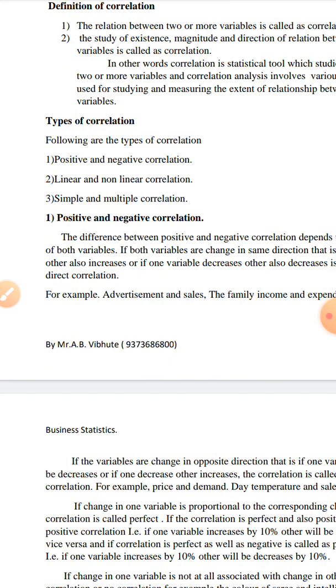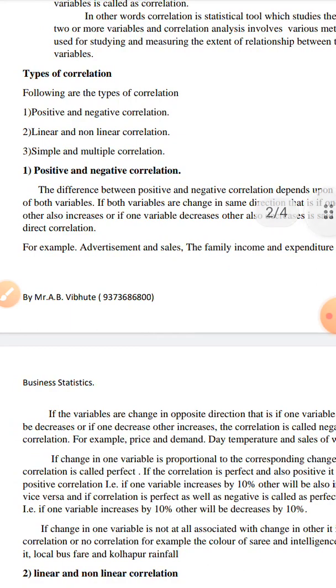The difference between positive and negative correlation is just based on the direction of changes of both variables. If both variables change in the same direction, that is, if one variable increases, the other will also increase, or if one variable decreases, the other will also decrease, then both variables are changing in the same direction. Therefore we can say that there is positive correlation between two variables. Positive correlation is also known as direct correlation. For example, sales and profit, or advertisement and sales.